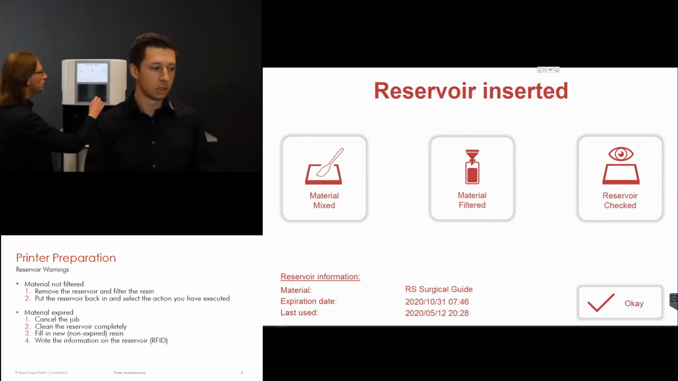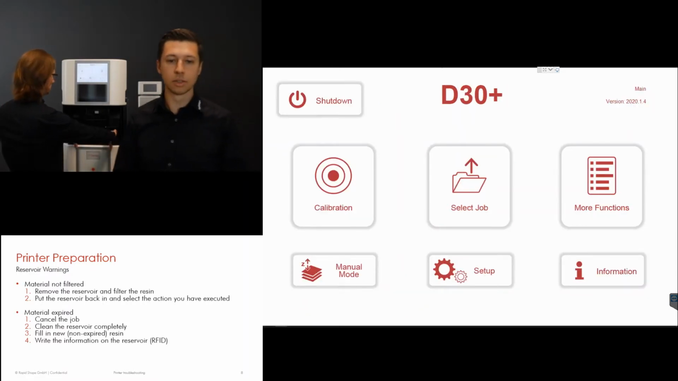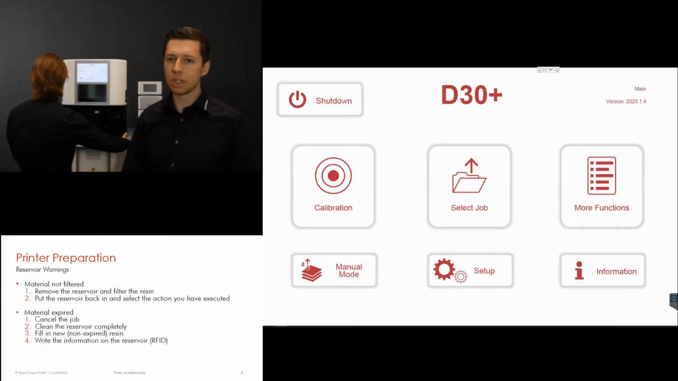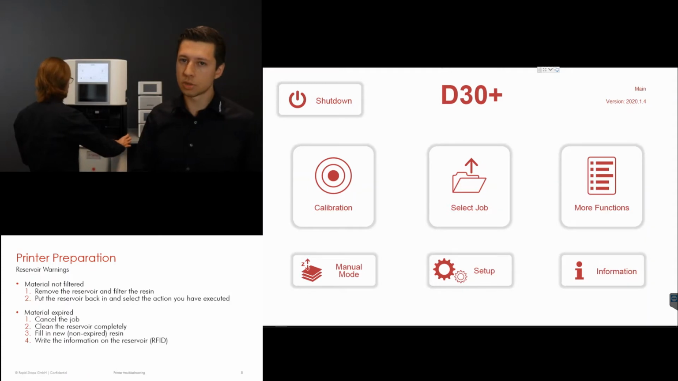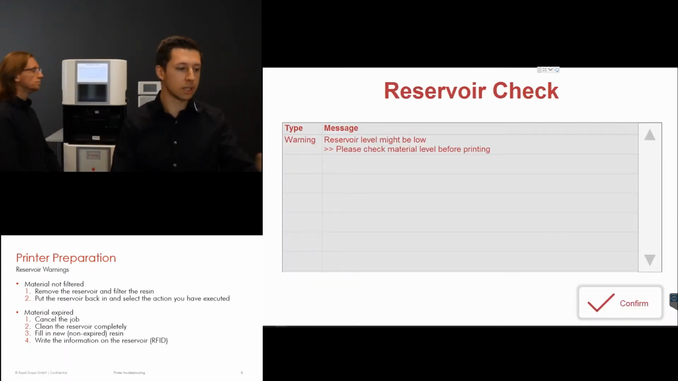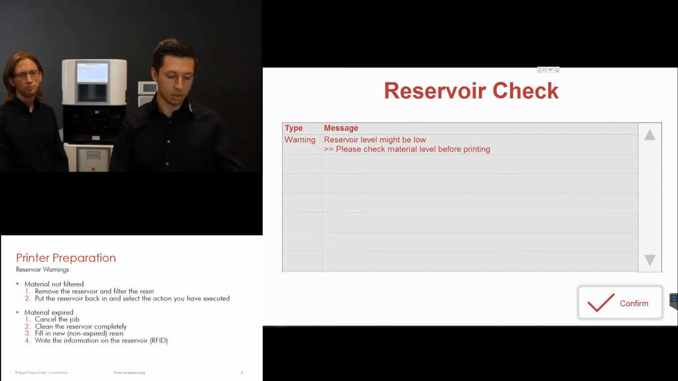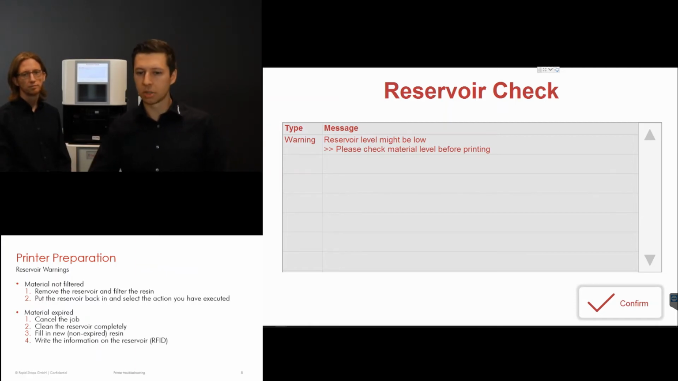Okay, let me do this right. Exactly. So Robert has filtered it, that's good. Now to check if really everything has worked out so far, we will just reinsert the reservoir and have a look at the warnings again. Okay, looks good, only the reservoir level might be low, which we solve later. So that's all about the reservoir warnings.